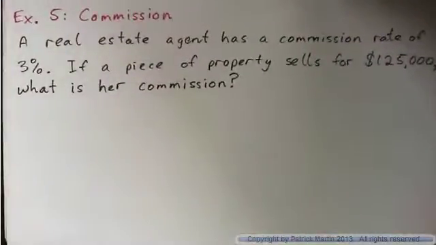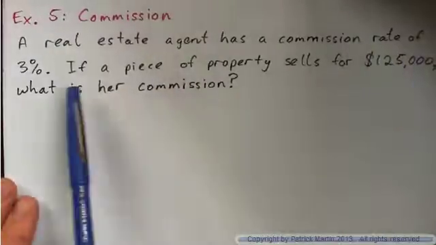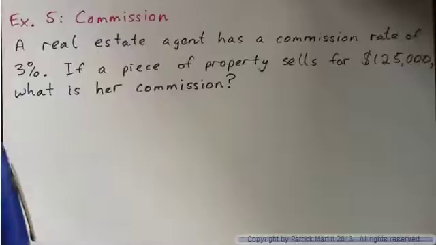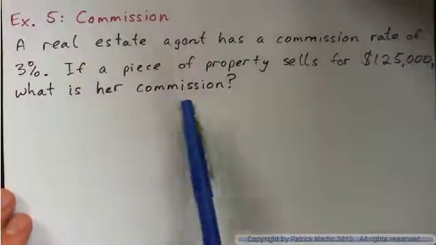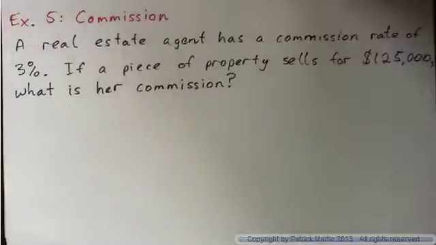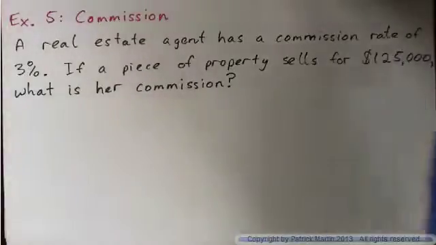Example 5, commission. A real estate agent has a commission rate of 3%. In other words, they sell something, they get 3% of the sales price. If a piece of property sells for $125,000, what is her commission? Press pause, do it by yourself, then check the video. And by all means, write the question out if you want to understand it a little bit better. Okay, I hope you've pressed pause and tried it. I hope you've given yourself at least 4 or 5 minutes just to try it. And now we'll go through it on the video together.